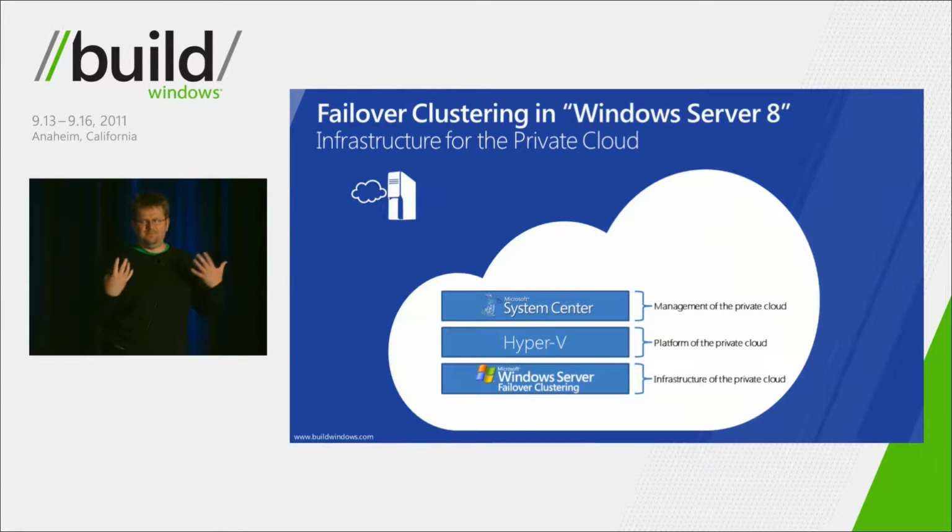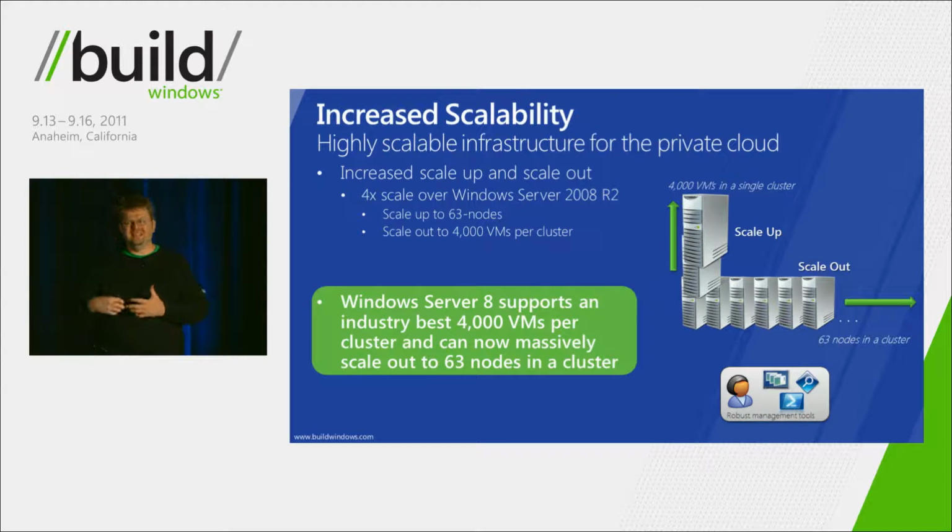So where do we fit in the big picture? I want to talk a little bit about Microsoft's private cloud and some of the different pieces that make up that story. Failover clustering is the distributed infrastructure for Microsoft's private cloud story. Of course, you've got Hyper-V, which is our platform for the private cloud story. And then we've got System Center, which is our management story for the private cloud. So those are some of the different players. This will lead into a lot of the features we're doing to enable the private cloud and make our private cloud story stronger.